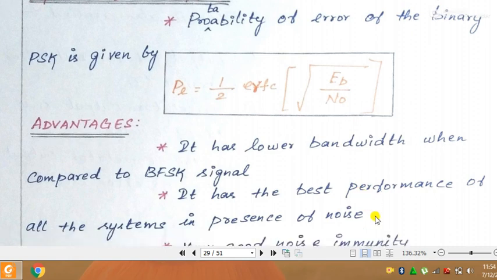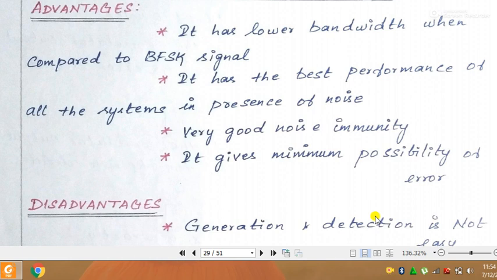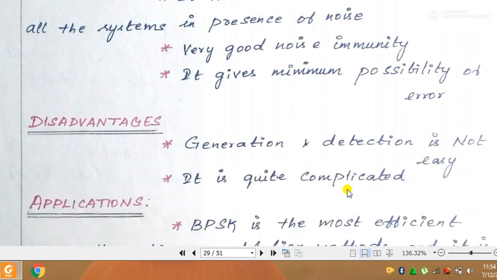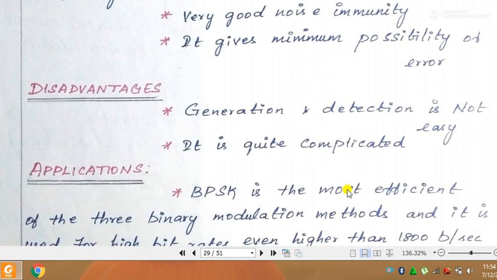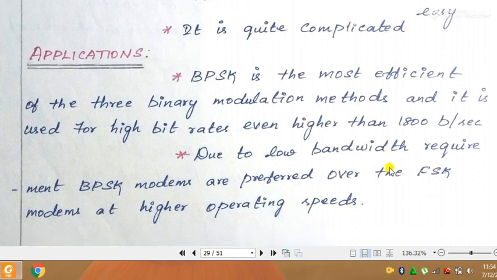The important advantage of PSK is that it has lower bandwidth when compared to ASK and FSK, and it has very good noise immunity. Next, the disadvantages: generation and detection is not easy, and the detection process is somewhat complicated because we need a coherent receiver, again not a non-coherent receiver.